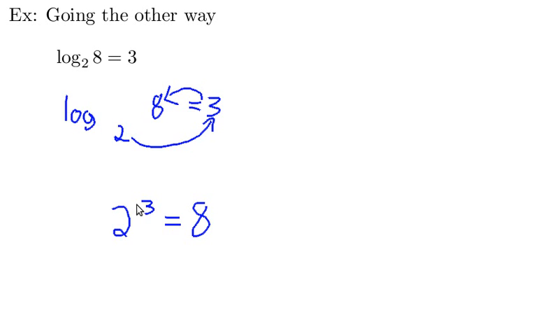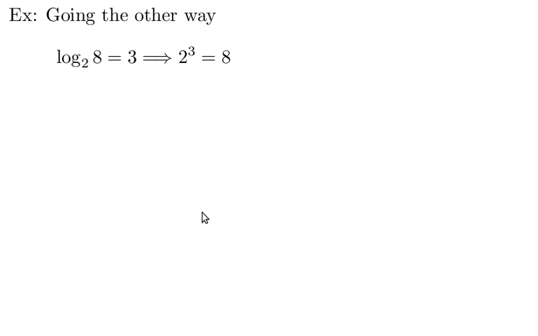So log base 2 of 8 equals 3 implies that 2 cubed equals 8. I've just gone from the logarithm form to the exponential form. So one more time, I started out with the same base, went over to 3 for the exponent, and then over to 8 for the final part. Okay, so let's clear that off and do one more example like that.